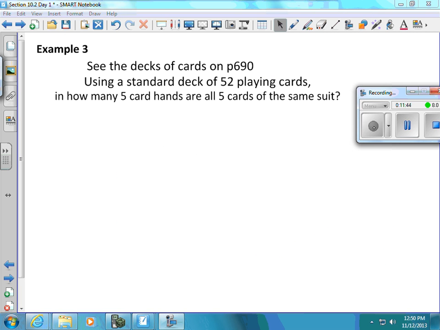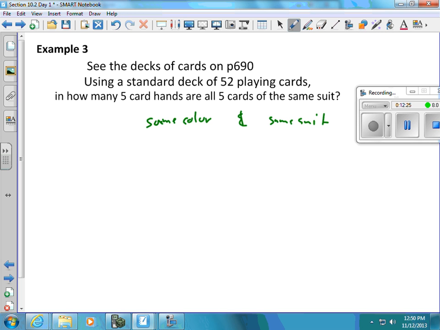Okay, we did an implied or question. Let's look at an implied and, see if we can pick it up here. Use the standard deck of 52 playing cards, and how many 5-card hands are all the same suit? Okay, all the same suit. Well, if you're the same suit, there are 2 things that have to happen. More importantly, there are four suits, and there are 13 cards in each suit.